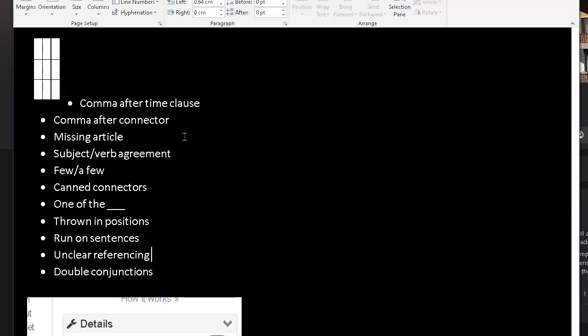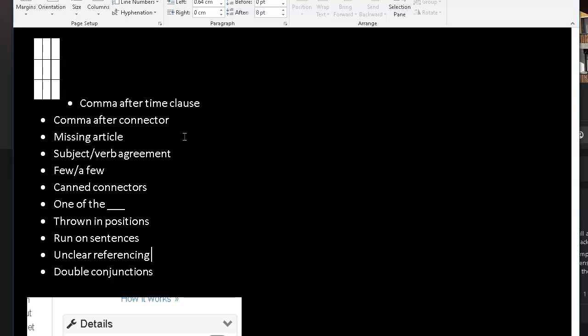Okay. Run-on sentences. We'll see some examples of that. Unclear referencing. What did he mean by that? Who is he? What is his or their? Referencing, of course, is the use of pronouns, possessive pronouns, subject pronouns, object pronouns, and it needs to be clear what the pronouns stand for.